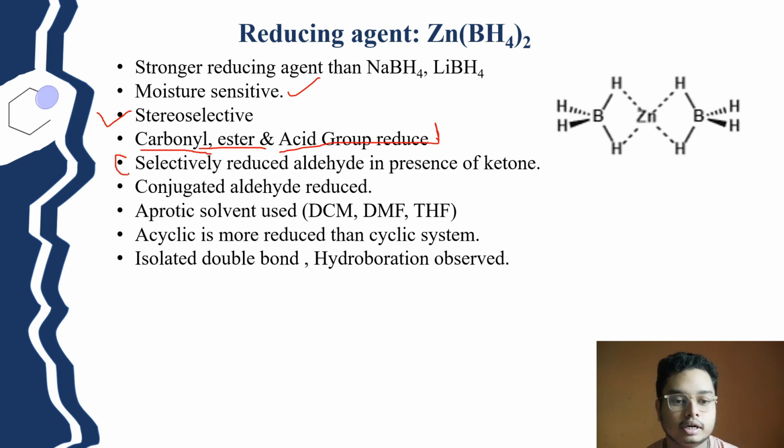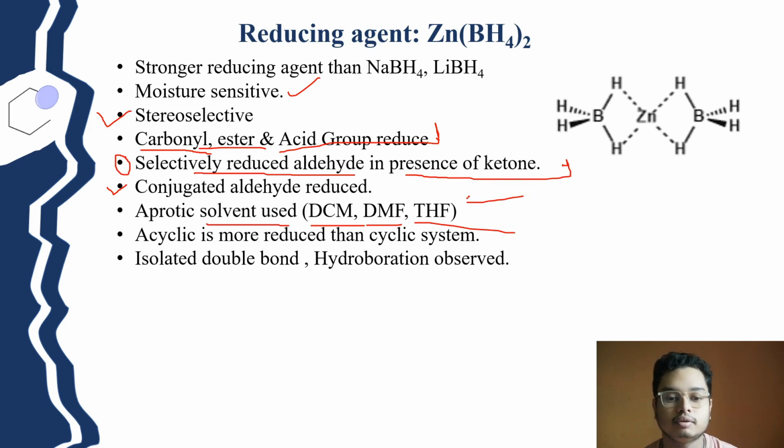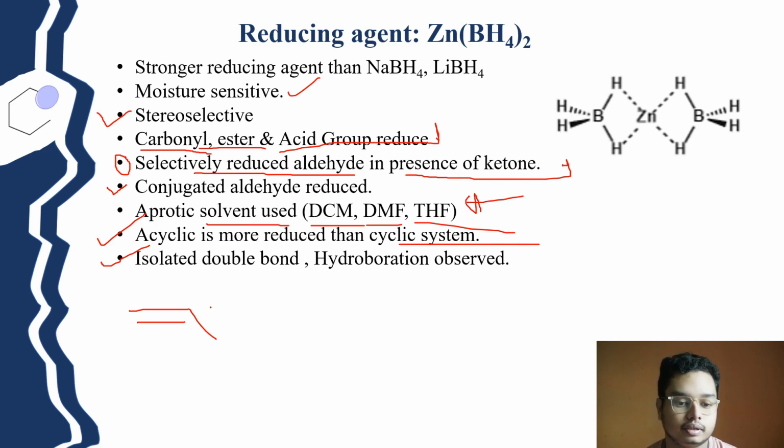Also, it will reduce carbonyl, ester and acid groups. An important feature of zinc borohydride is that it selectively reduces aldehyde in the presence of a ketone, and conjugated aldehyde is also reduced. Aprotic solvents such as DCM, DMF and THF are used in the reaction mixture. Acyclic conformers are reduced more than cyclic systems. And if an isolated double bond is present, then hydroboration is observed.